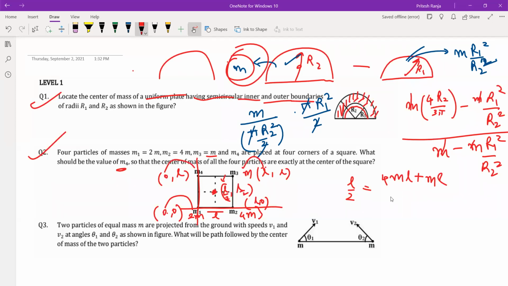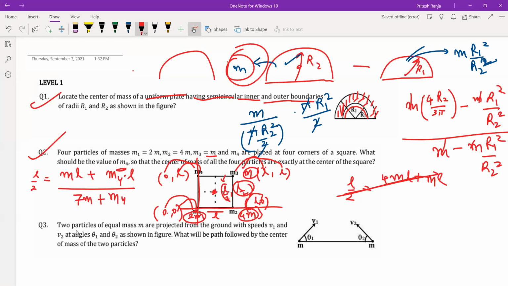So you will not be able to get this value of m4. तो m4 है कि नहीं, तो हमें y coordinate लेना पड़ेगा. Y coordinate भी क्या है? L by 2. That's equal to its mass into y coordinate, that will be m into L plus its mass, so m4 into L, and divide by the total mass. Total mass will be 2m plus 4m plus m, that's 7m plus m4, right?